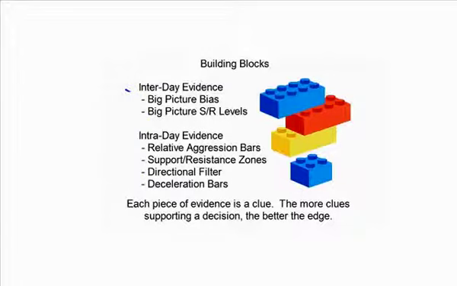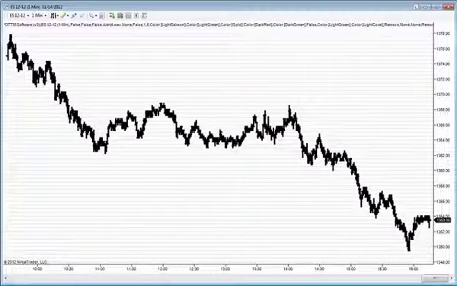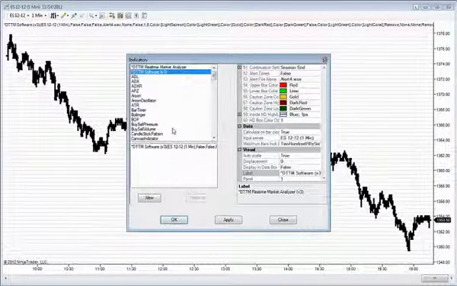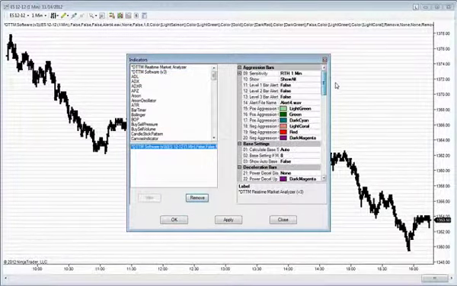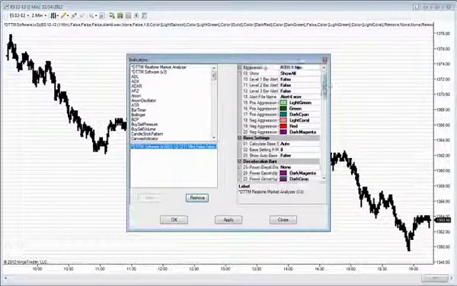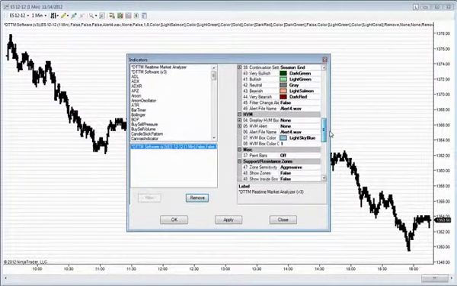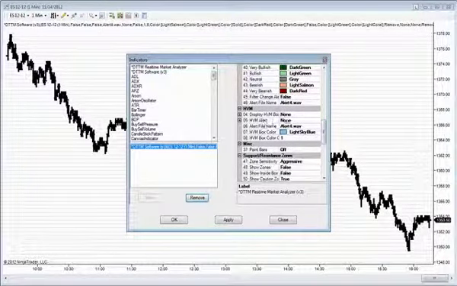If we go back to our 1-minute chart here, we've got nothing on it. Let me go to the indicators, go to the software, and load the indicators. What I'm going to do is first put on what we call high velocity moves, and also put on our aggression paint bars.